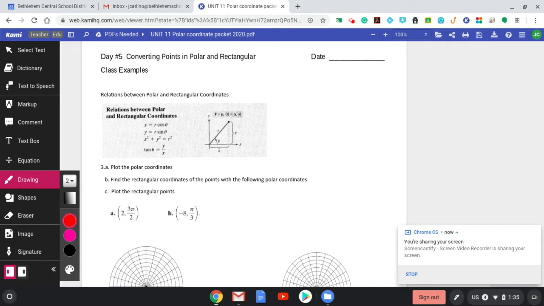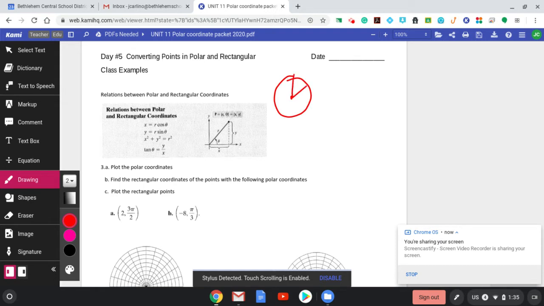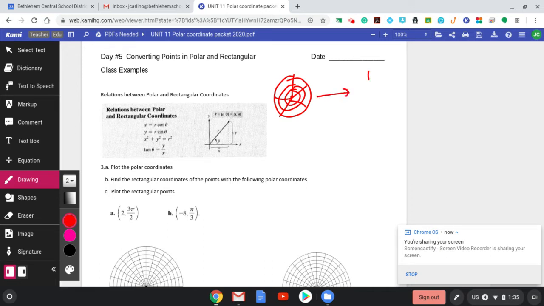All right, what I want to do today is, if I give you, sorry for my sketch here, a point on the polar grid, can you tell me what it's equal to if I plotted it on the XY grid? Okay, so here's a polar point. What would its equal be on the rectangular? All right, so this is called rectangular grid. And this is, again, as you guys know now, my polar grid.